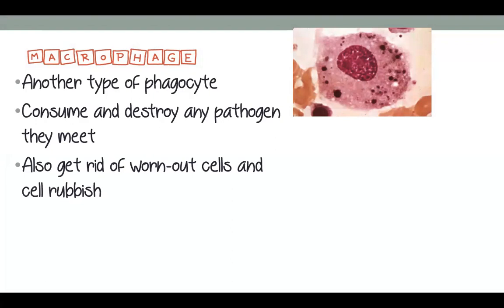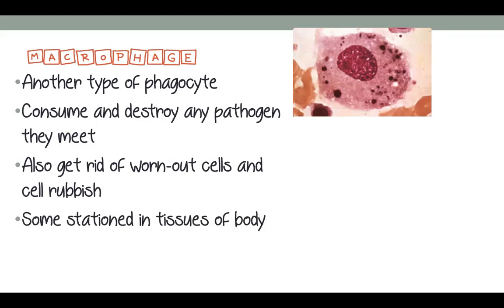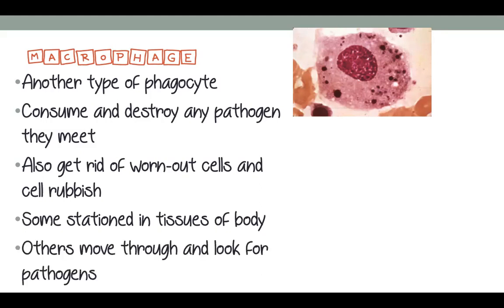So in the previous video, when you saw the neutrophil, once it takes care of all the bacteria, it basically breaks down in a process called apoptosis, which is cell death. And then the macrophage will come along and reuse and recycle all those parts. So some macrophages you have stationed in tissues of your body, and others are basically on patrol throughout the circulatory system.